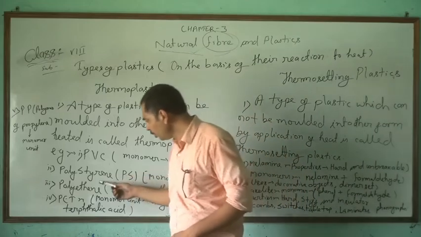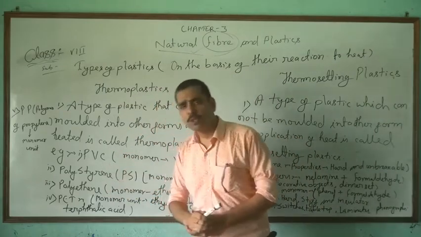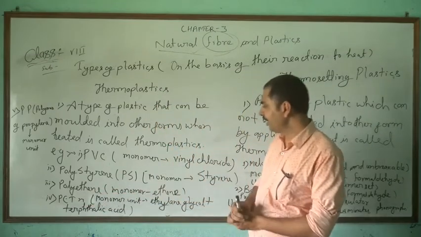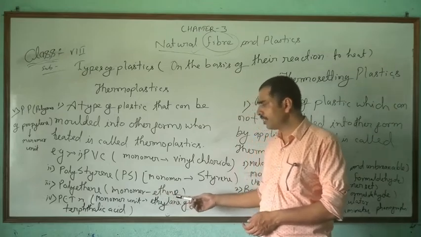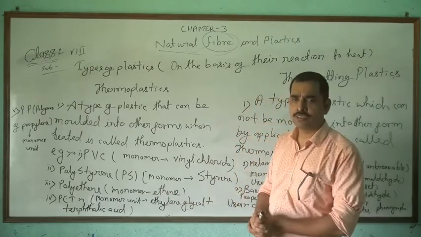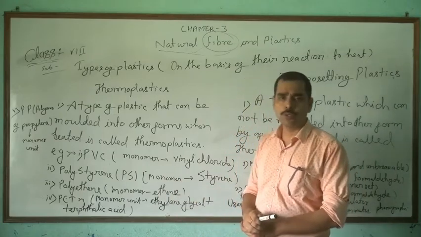It is also used in the industrial preparation of various things. The third one is polyethylene. Here the monomer unit is ethylene. It is generally used in the making of plastics. Simple plastic carry bags are made up of this polymer, polyethylene.